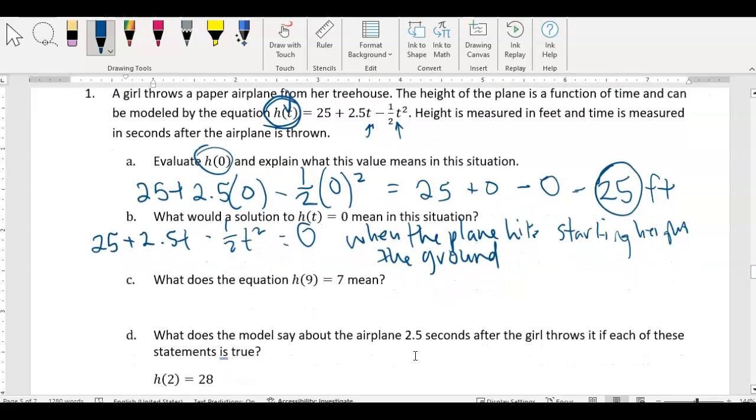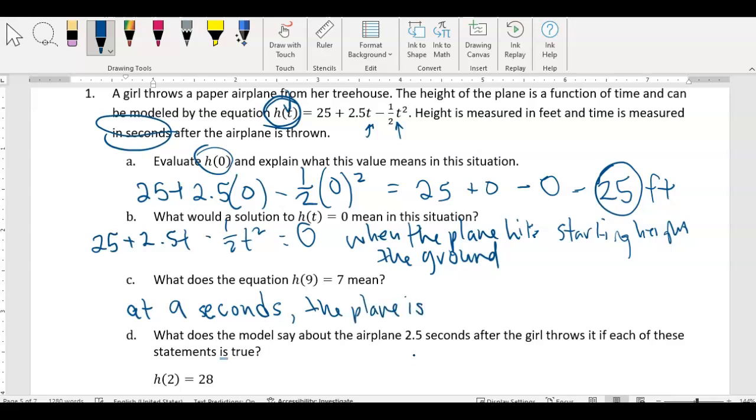What does the equation h of 9 equals 7 mean? So this means at 9 seconds, and again, it's important to read that prompt. It tells us here, at 9 seconds, the plane is 7 feet off the ground. And again, those units of measurement are important when you're answering these questions, so make sure to read carefully.